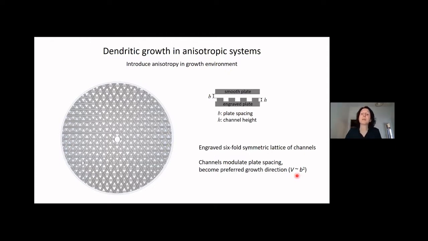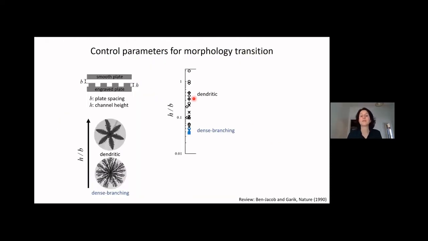So there's two topological control parameters in this system. There's the plate spacing, denoted as b, and the channel height denoted as h. And so indeed, the ratio between h and b then governs the transition from dense branching to dendritic growth. At small h over b, we see dense branching growth. Beyond a certain critical h over b, the system transitions to dendritic growth.